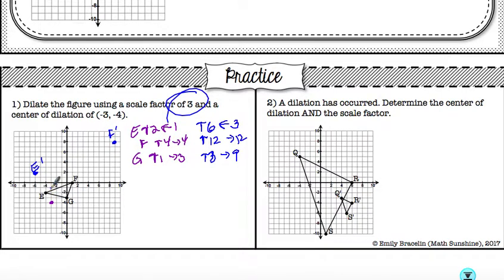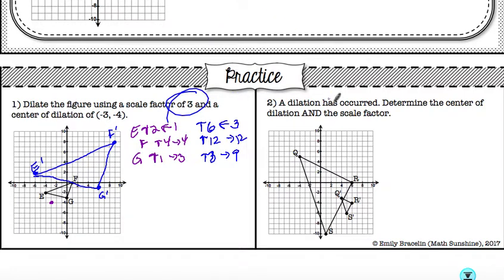Okay, so this is right 3. We need to go 6 more. Alright, this is G prime. Alright, practice 2 says a dilation has occurred. Determine the center of dilation and the scale factor.